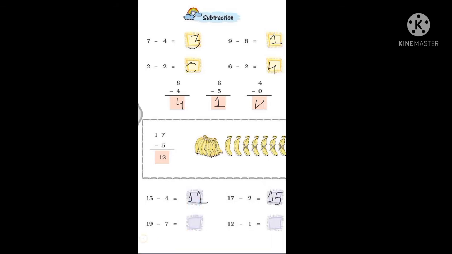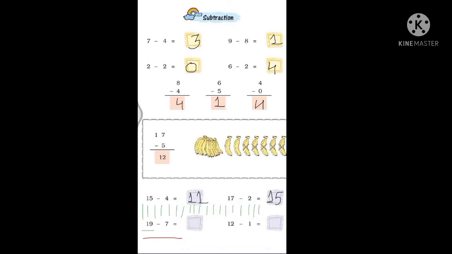Now students, your next question is 19 minus 7. What was your next question? 19 minus 7. So your first number is 19, so we have to draw 19 sticks. Let's draw it. 1, 2, 3, 4, 5, 6, 7, 8, 9, 10, 11, 12, 13, 14, 15, 16, 17, 18 and 19. So 19 sticks we have drawn.